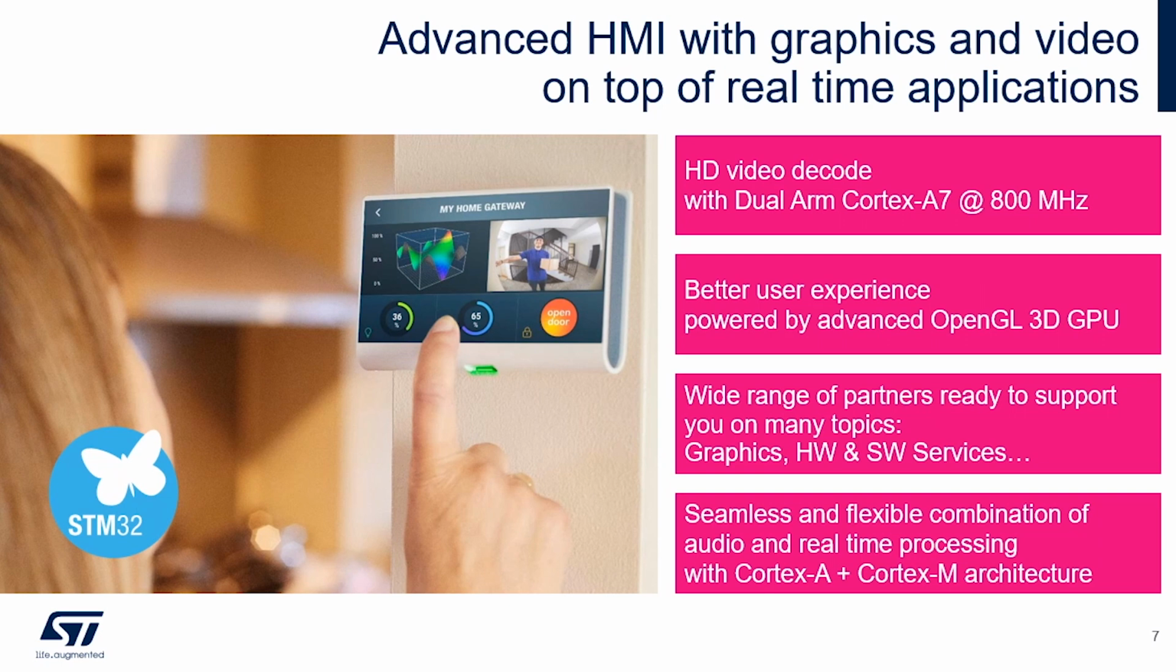The latest additions to the MP1 family enable dual Cortex-A7s to be clocked up to 800 MHz. This allows the STM32 MP1 to support 720p HD video decode. When using the STM32 MP157 with the optional 3D graphics core enabled, you can implement a high-performance user interface. And lastly, the heterogeneous architecture using both Cortex-A and Cortex-M cores provides the flexibility needed for various applications, including audio, voice, and other real-time processing.